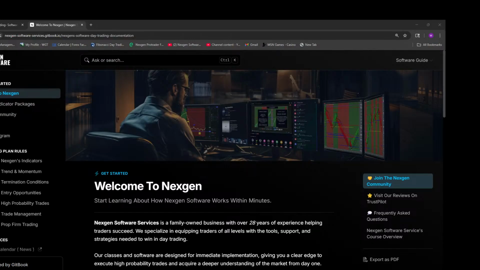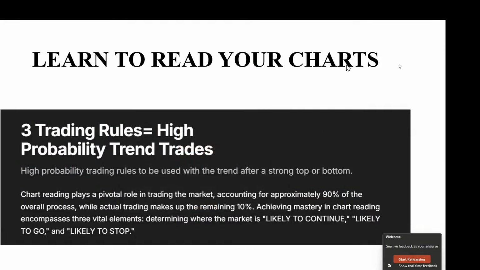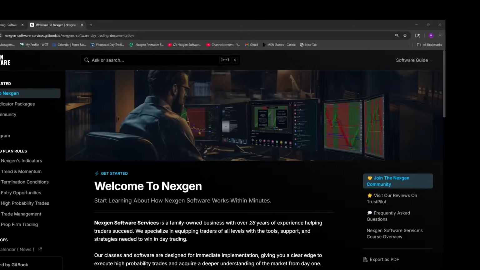That high probability trend trade, guys, that's the one that creates a lot of confidence. And most importantly, it's the one that teaches you to read your indicators. That's what we're doing today. Let me get my slideshow going. Man, I messed up. We're going to learn to read indicators today.